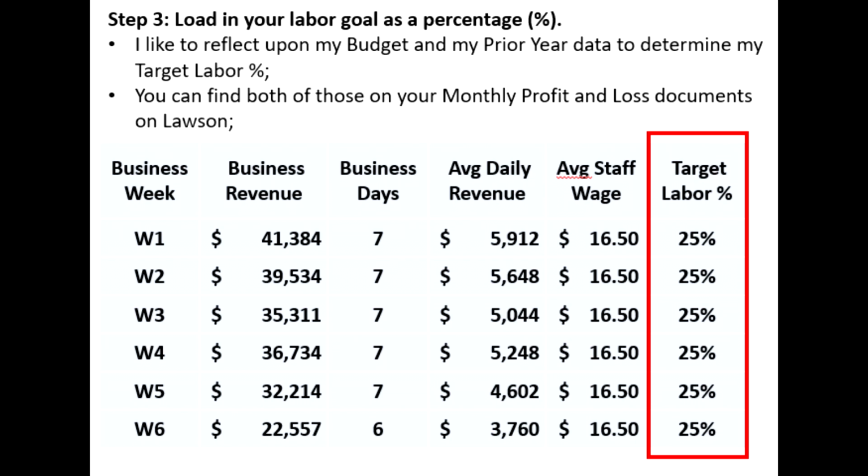And in this case, for this hospital, 25% was a good labor goal that they had consistently been living by, as close to their budget and close to their prior year numbers. And so I've loaded that in as well. So now I've got their average daily revenue, I've got their average staff wage, and I know what I want their percentage of labor to be in relationship to revenue, no matter where it is, growing, shrinking, staying the same. And for them, that's 25%.